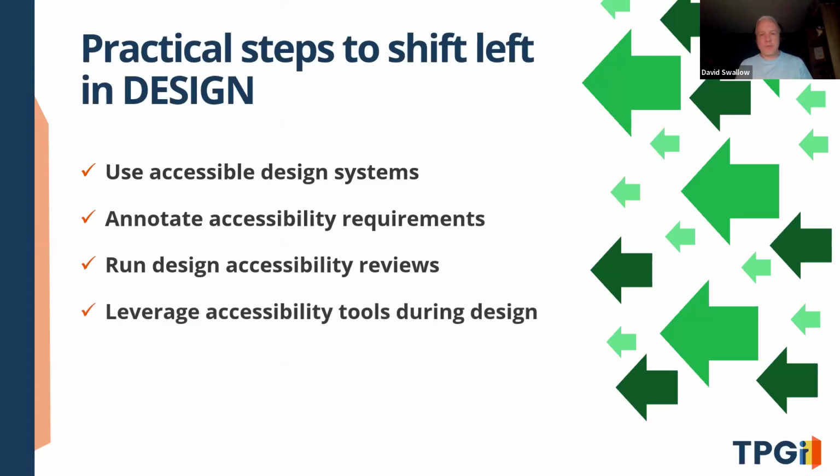Leverage accessibility tools during design. So use tools like contrast checkers, color blindness simulators, and screen reader simulations to identify and resolve accessibility issues early in the design process. And many of these can be found in plugins for design tools like Figma. And of course, test with real users. So run design prototypes past people with disabilities early on.